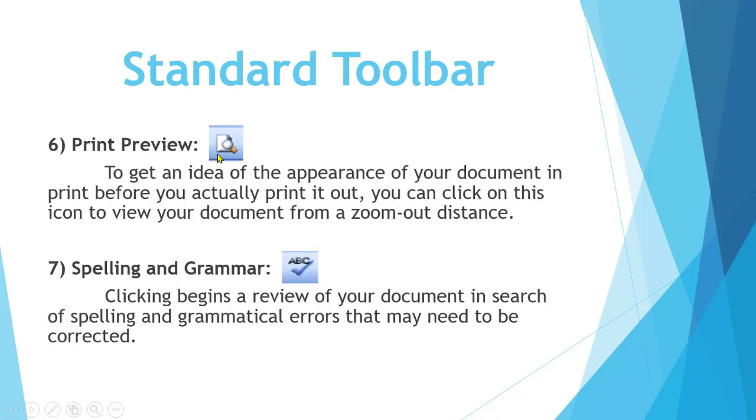Students, this is the print preview icon. Before printing our text, if we want to see how our text looks, then we click on this print preview icon and we can see a print preview of our document before printing. Students, this is the spelling and grammar check icon. If you click on this icon, then you can easily check the spelling and grammatical mistakes.